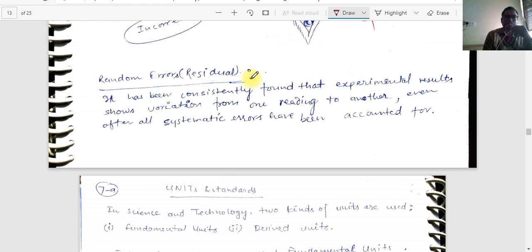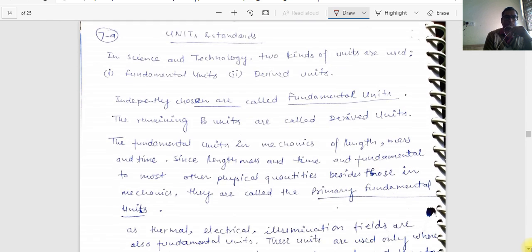There is another error, the random error or residual. It is found that experimental results show variation from one reading to another, even after all systematic errors have been accounted for. This is the random error.